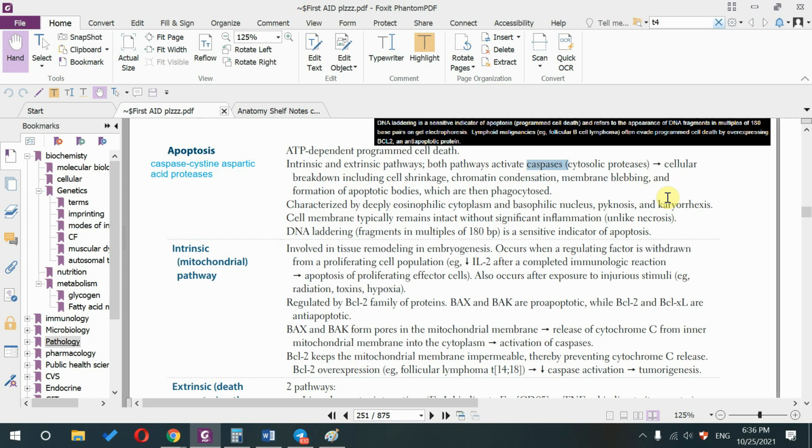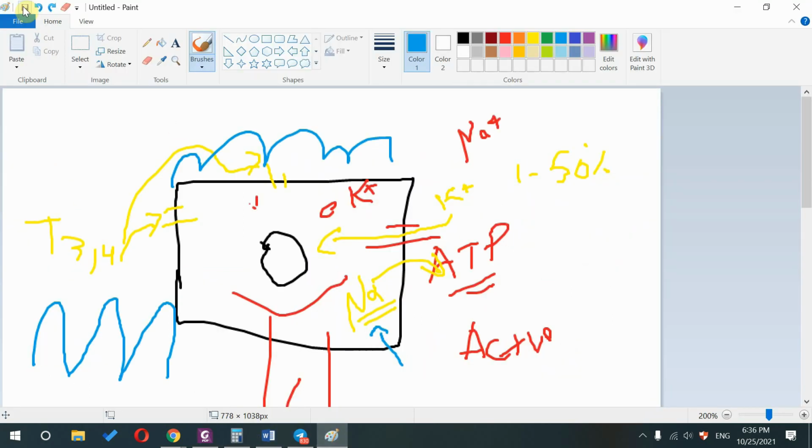So when these guys get activated, there will be cellular breakdown, including cell shrinkage. Remember about the shrinkage we spoke about? Chromatin condensation, that was pycnosis, if you remember. Membrane blobbing, due to the dysfunction of what? The sodium-potassium pump. And formation of an apoptotic body. This is the important area in apoptosis, the apoptotic body. What is an apoptotic body? Well, it is something like this.